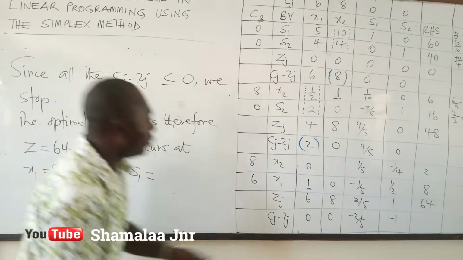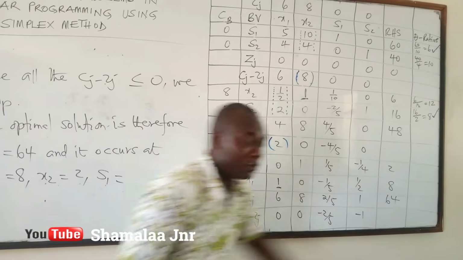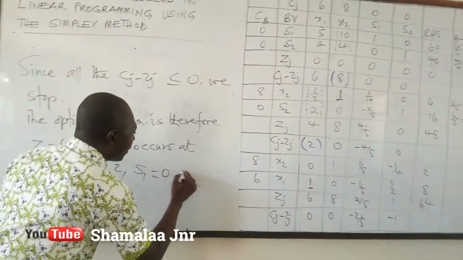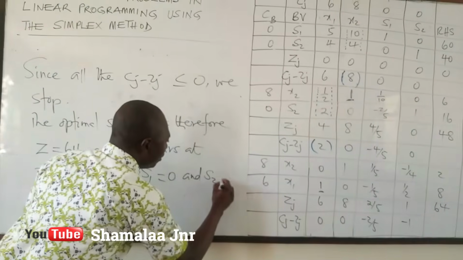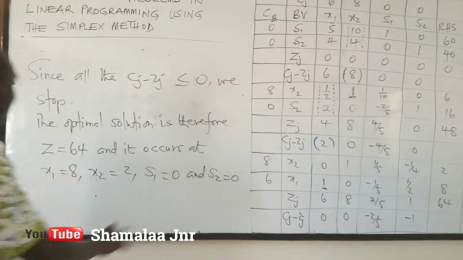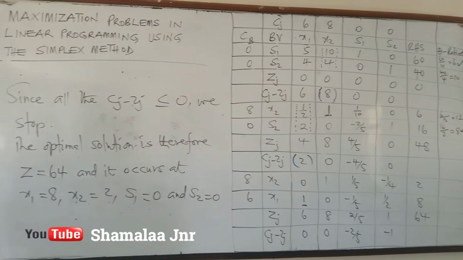x1 cannot be found in the last iteration. You can't find it here. If you cannot find it there, it means that this value is 0. And then x2 is also equal to 0 because it cannot be found here. So this is the optimal solution for the problem.